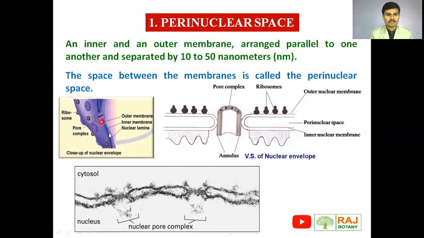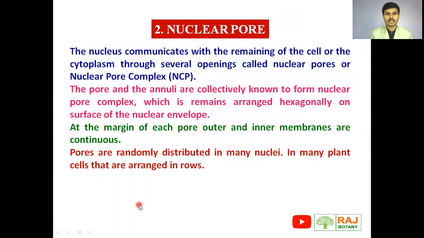Here the outer nuclear membrane and inner nuclear membrane are perforated by the nuclear pores. And this is actually a picture of the outer nuclear membrane and inner nuclear membrane. This is the cytosol side and this is the nucleoplasm side. Here we can see the outer and inner nuclear membranes meet at the nuclear pore complexes.